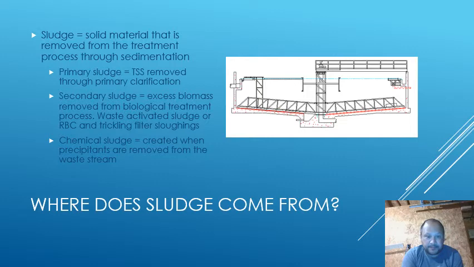Chemical sludges may include stuff like, for example, at our plant we add ferrous chloride to remove phosphorus, which ultimately causes it to precipitate out or settle to the bottom of our final clarifiers along with activated sludge. So it's just sludgy material.